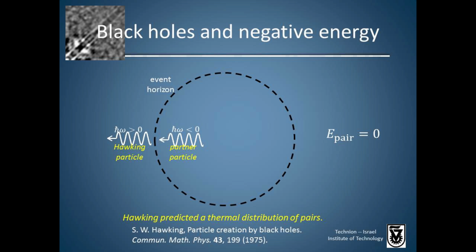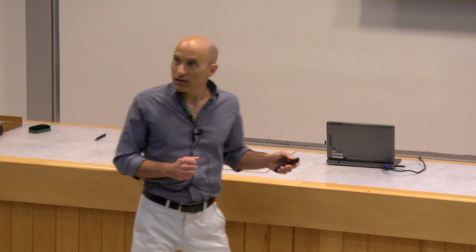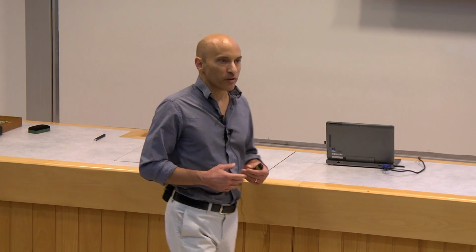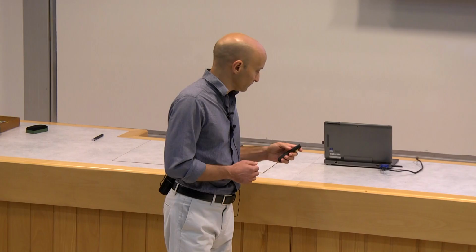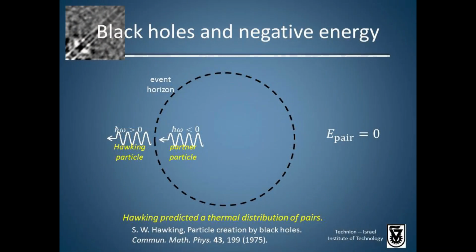So one can have a pair with zero total energy. So one can produce these pairs with no input, no source of energy. It can happen just spontaneously. And so this is the Hawking radiation, and Hawking predicted a thermal distribution of pairs, that one doesn't just get one specific frequency, one gets a thermal distribution. And the bigger the black hole, the lower the temperature of this thermal distribution.